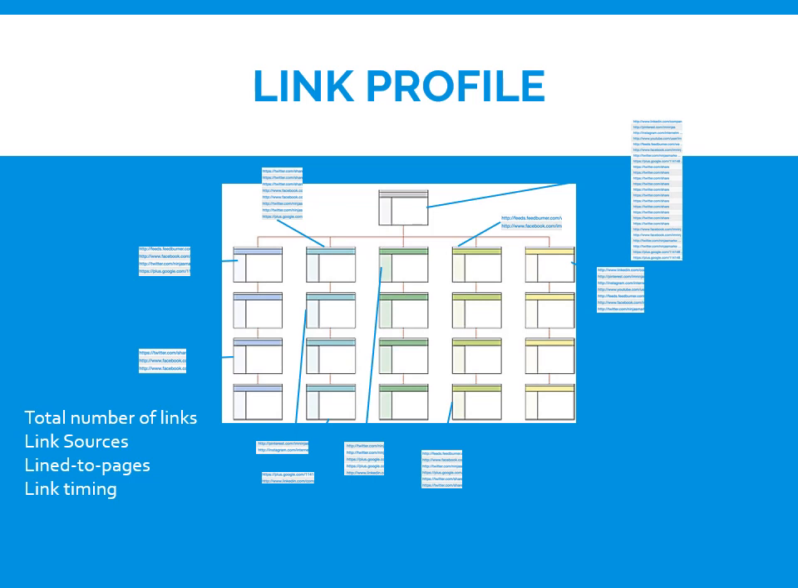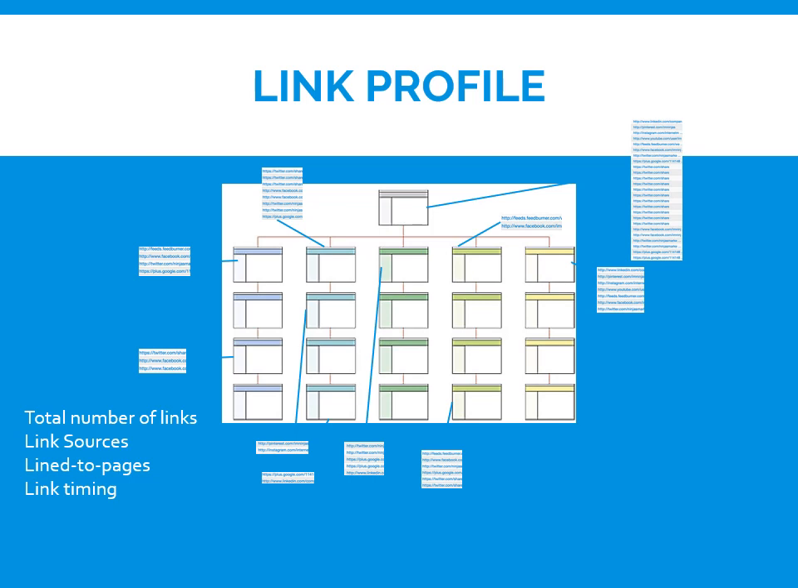A number of things can be included in the link profile. Some include the total number of links, which provides information about the overall popularity of the site. Link sources, where the links are coming from, provides information about the kinds of sites that find this website valuable and how diverse those linking sites are, which indicates the breadth of appeal of the website. The concentration of the linking sources, whether most links come from the same site or the same kind of site.